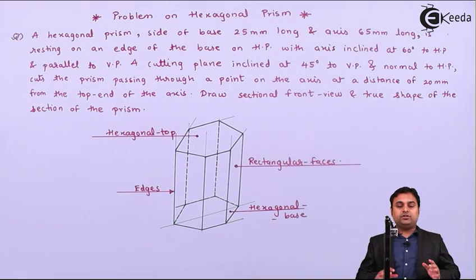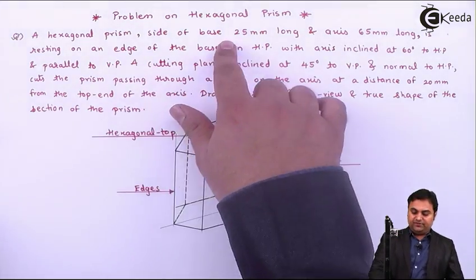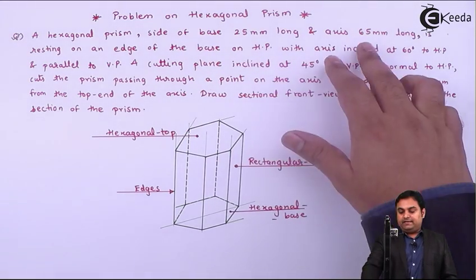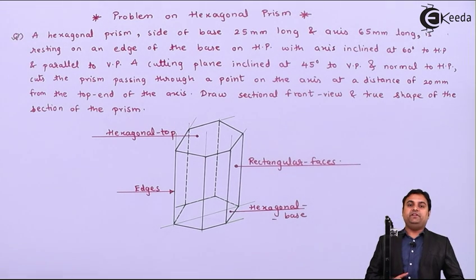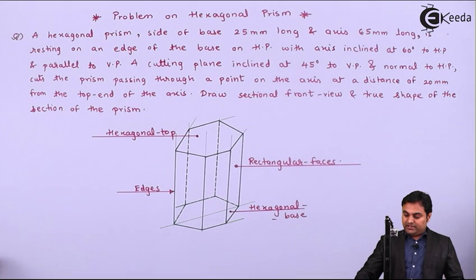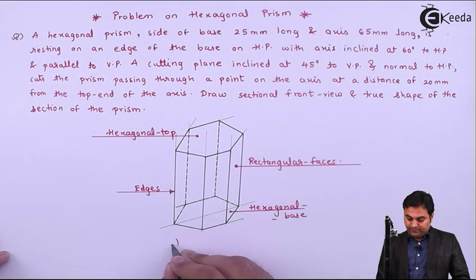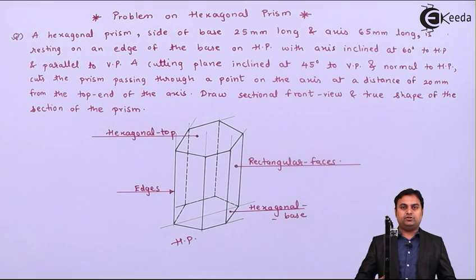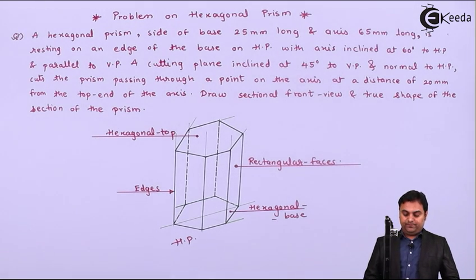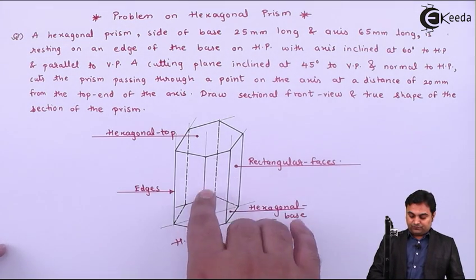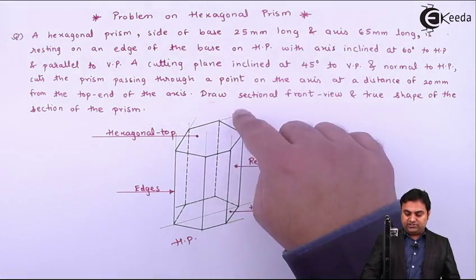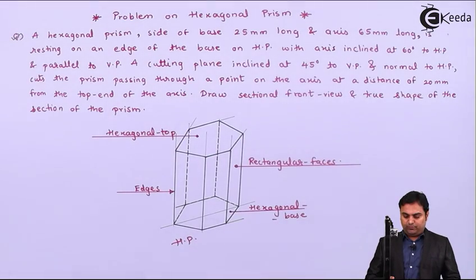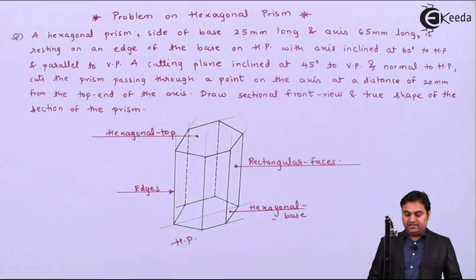Now here in the question it is mentioned that a hexagonal prism, side of base 25 mm long and axis 65 mm long, is resting on an edge of base on HP. So it means, here I have drawn the diagram, we can say that this hexagonal prism is kept on HP, that is the horizontal plane. When we are looking from the front, we will be seeing the rectangular faces. But when we are looking from the top, we are going to see the hexagonal shape, that is the hexagonal top, or we can say it is coinciding with the hexagonal base.